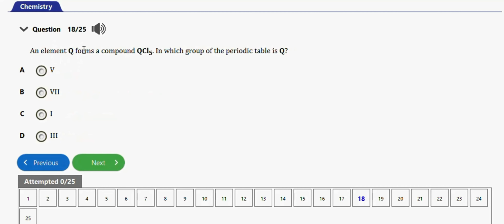It says an element Q forms a compound, Q chloride. So we have the molar value, molecular number 25 for chlorine. In which group of the periodic table is Q? So it will be in group, let's check, group 5. Yeah, so this is where we are going to find nitrogen under this group 5. Okay, so nitrogen has 5 valence electrons on the outermost shell, so it will be nitrogen, option A. Next question will be this one.